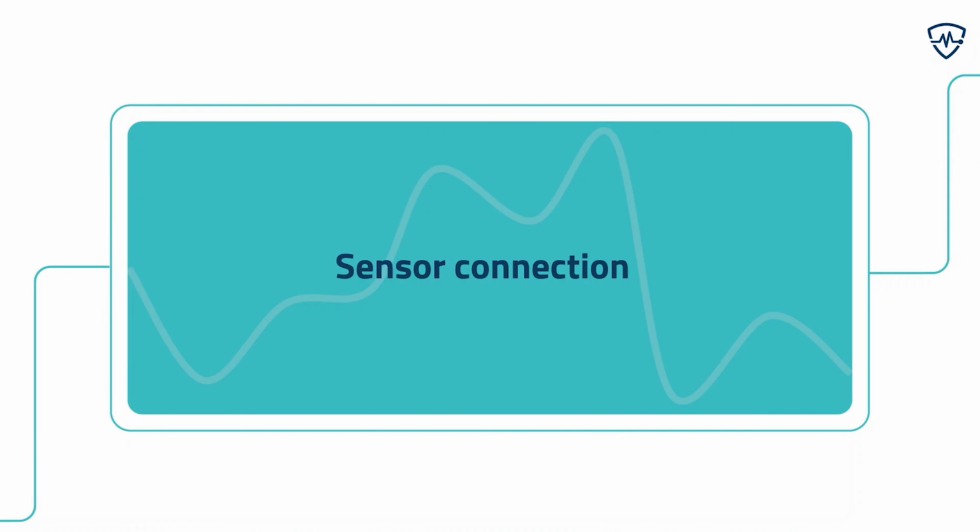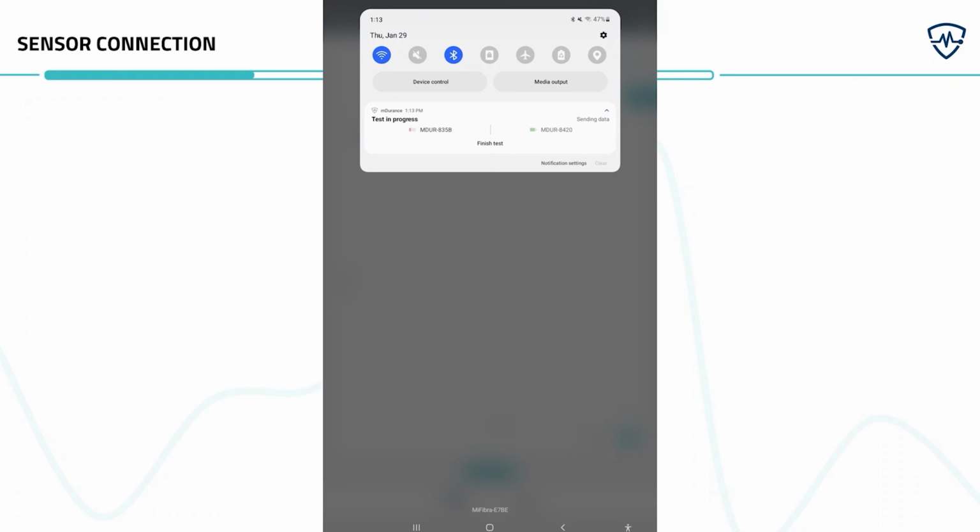New sensor connection notification. From now on, we will find a permanent notification on our device indicating the connection status of the sensors and whether a test is currently being performed. This will allow us to end a test directly from the notification. This system improves the stability of the sensor connection.